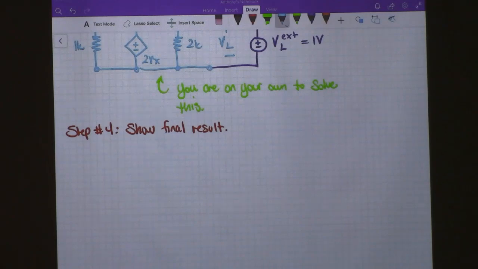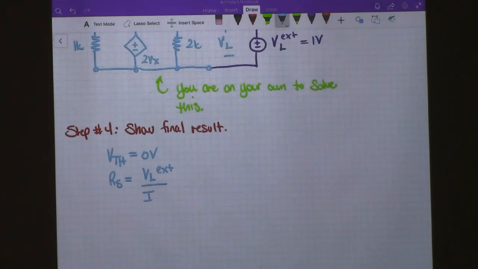Okay, what's our final result? What's Thevenin? What's Thevenin for any problem where we only have dependent sources? There we go, 0 volts. What is our RS going to be? Our RS is going to be the VL external divided by IL external.